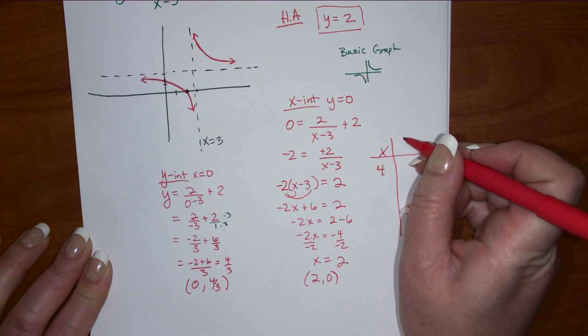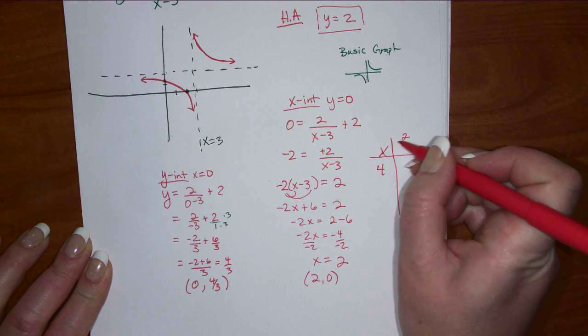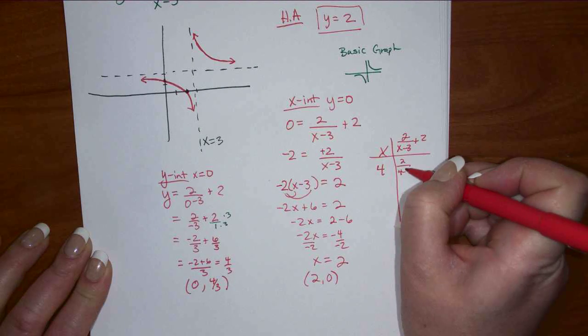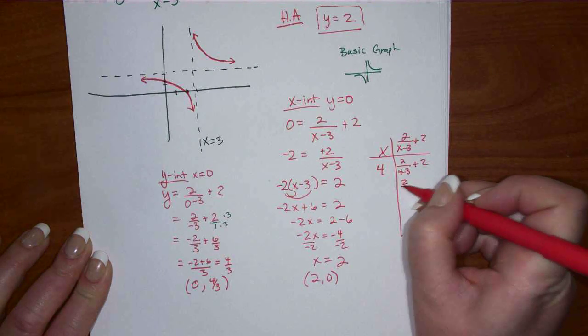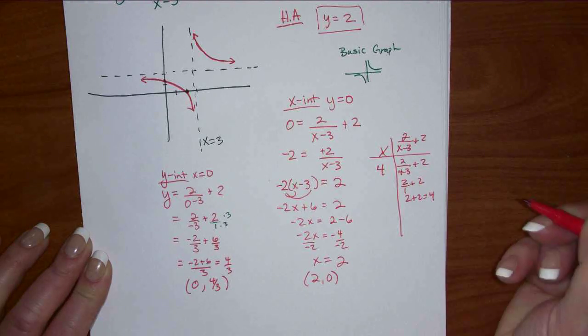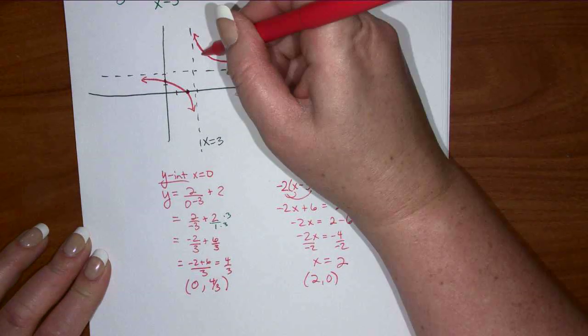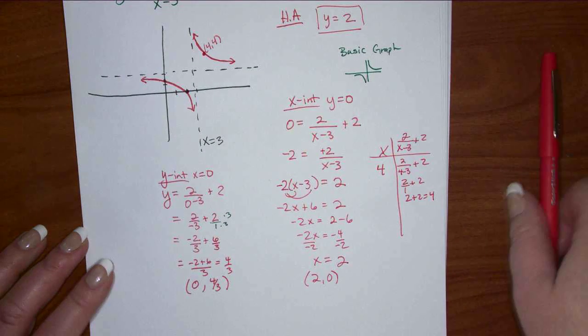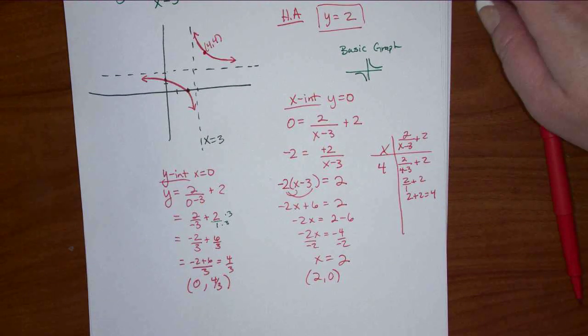So if we plug 4 in to our original, so 2 over 4 minus 3 plus 2, 2 over 1 plus 2 is 4. So the point 4, 4 is just an extra point, but you could do a couple points over there if you wanted to.